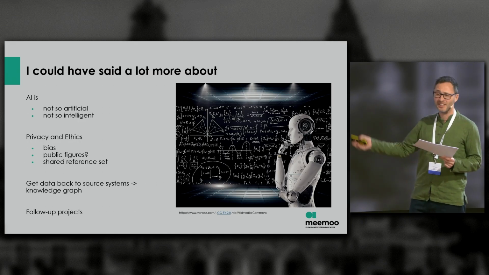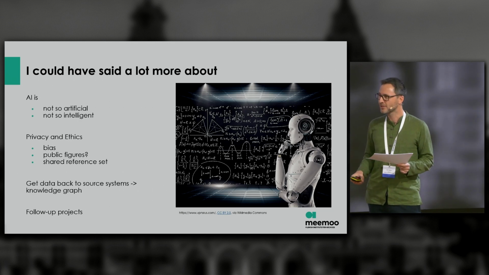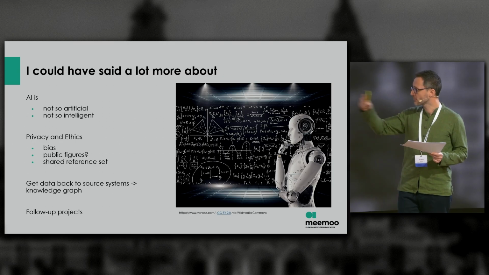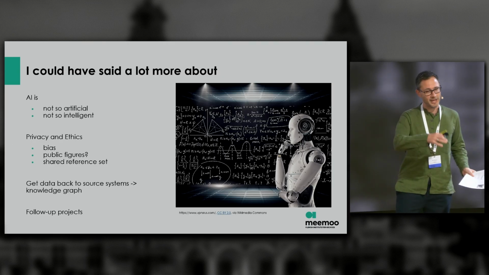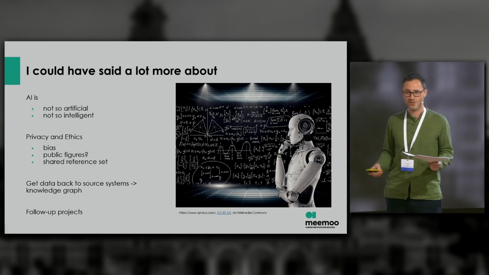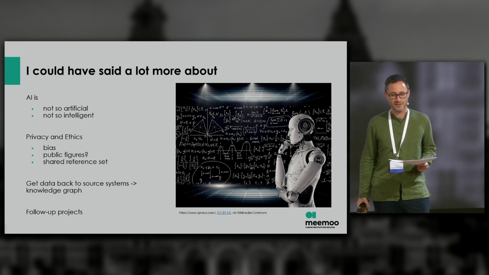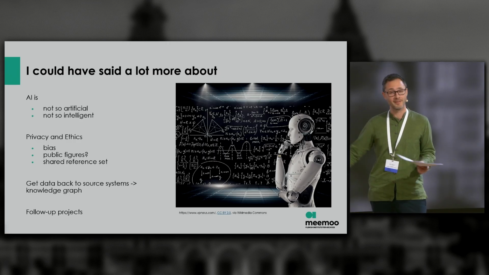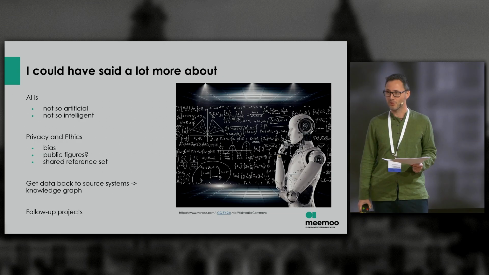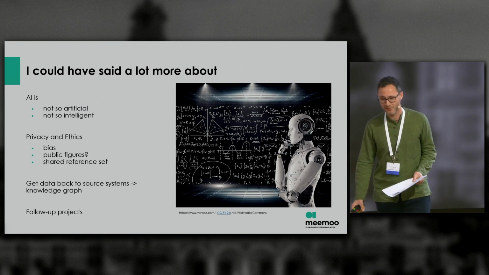I could have said a lot more about privacy and ethics, but I'm happy that yesterday afternoon this topic was already discovered a little bit. And there is a remaining challenge to get the data that comes out of such a pipeline back into the source systems, of course, which is a huge challenge at this point, and we look to knowledge graph-like solutions to try to do that. So that's a lot of challenges for follow-up projects, but I hope to have given you some impression of where we are and where it will lead us to. Thank you very much.